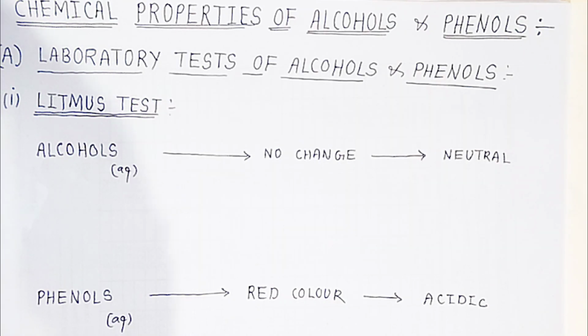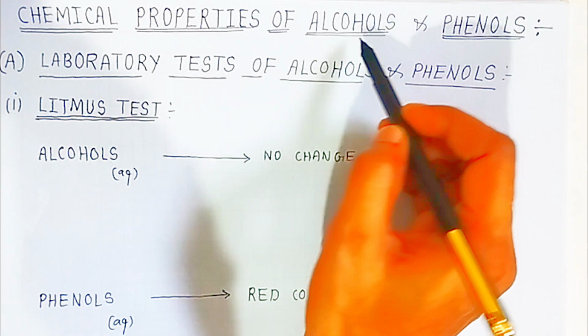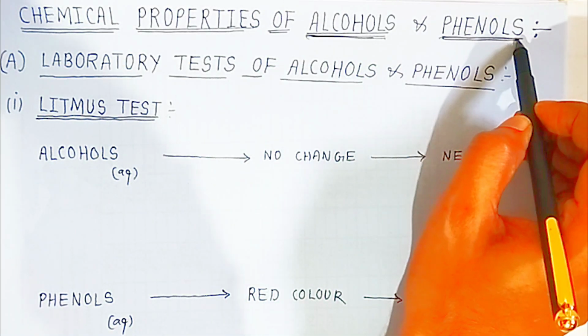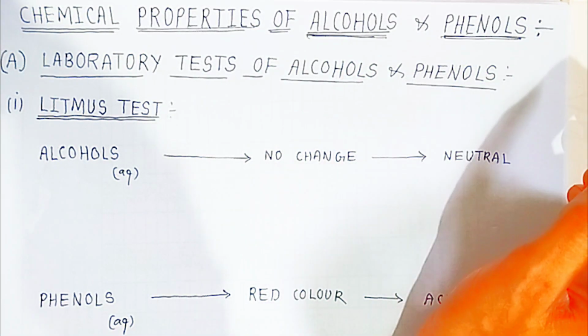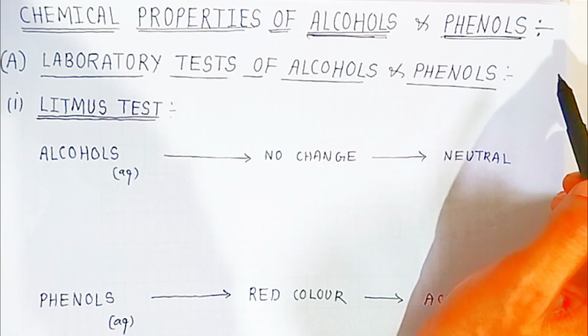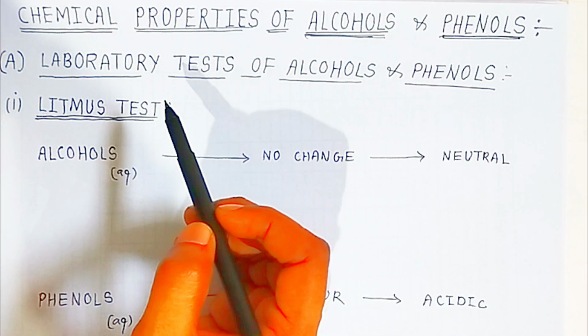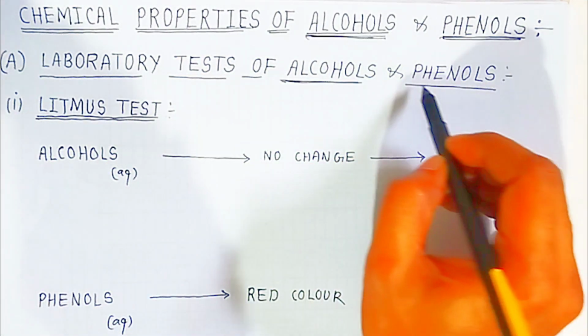In this video students, we are going to see the chemical properties of alcohols as well as phenols. Now students, when you study the chemical properties, we will see the laboratory tests. We have to do some tests of alcohols as well as phenols.